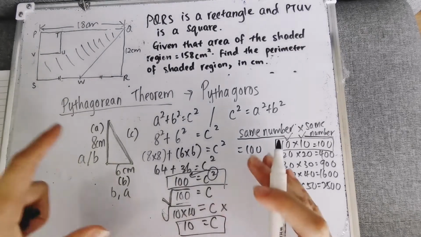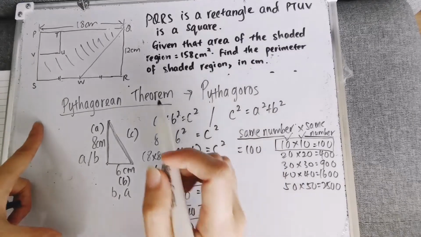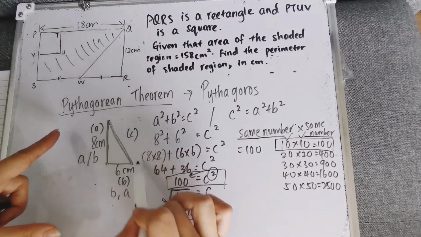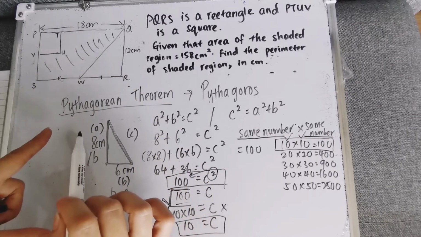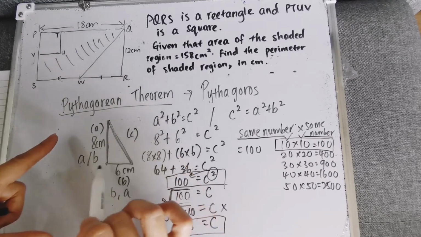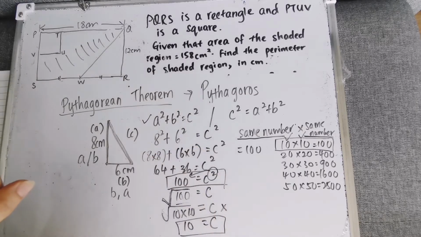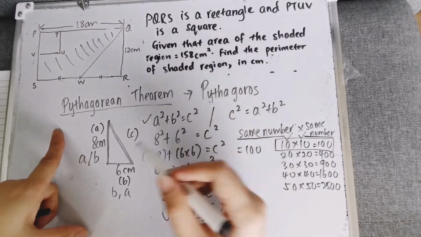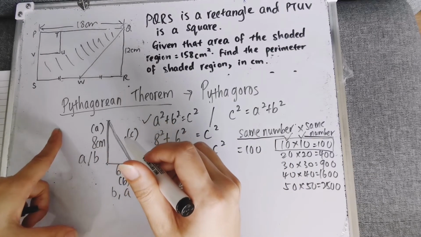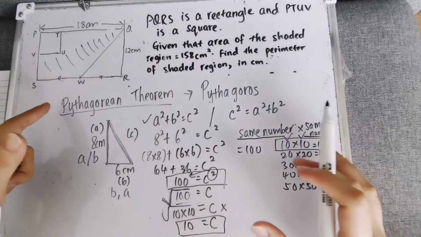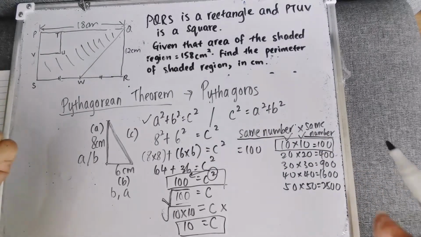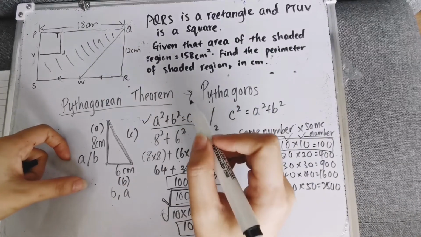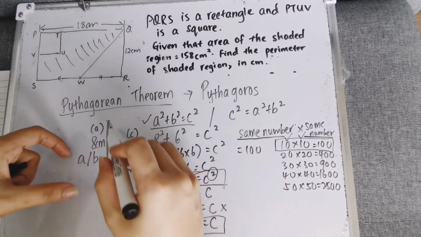So again, the Pythagorean theorem is for what? It's for you to find the sides of your triangle. To find each side, you must use this formula. So in your exam, sometimes they will ask you to find the sides. If you don't remember this formula, you cannot find the answer. So this formula is for you to find the sides of the triangle.